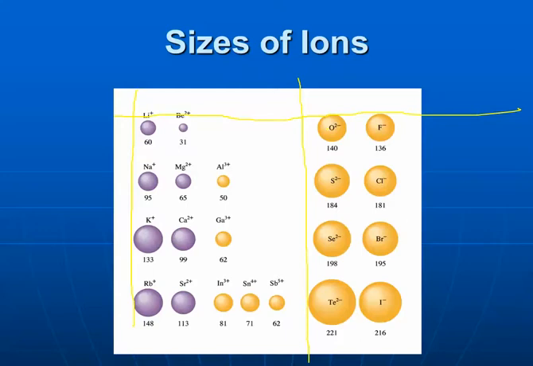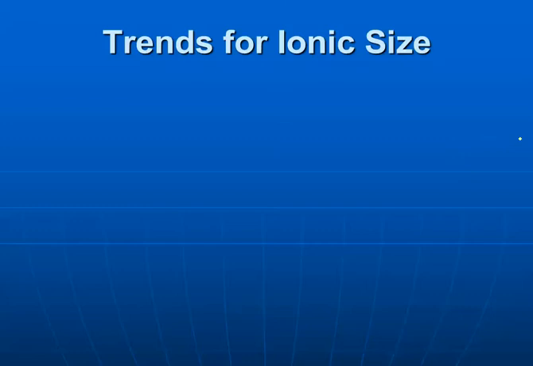So in essence, it's fairly safe to say that the cations become about half the size of the parent atom that they come from, and the nonmetals, the anions, become about double the size of their parent atoms. It's fairly safe. Of course, it's not exactly that, but it's fairly safe to say that. So little rule of thumb, I guess you can go by for that.